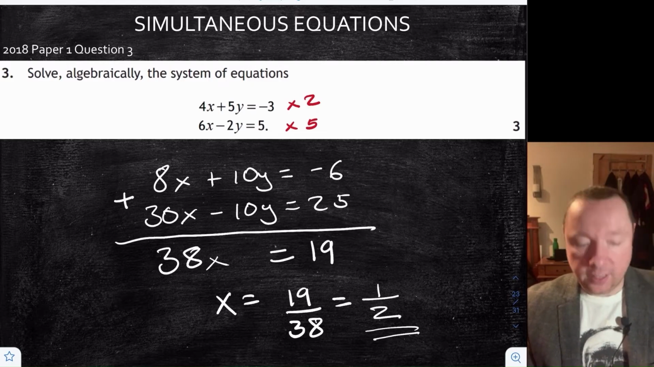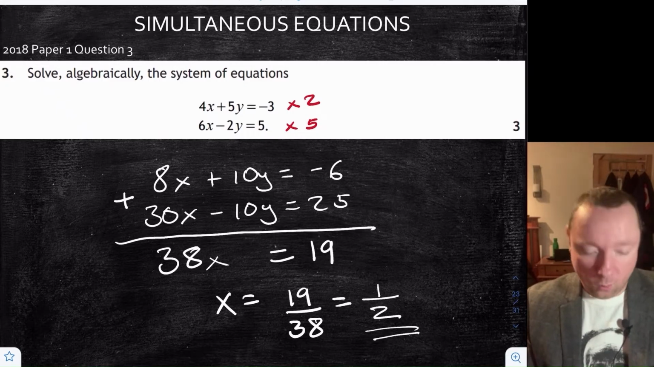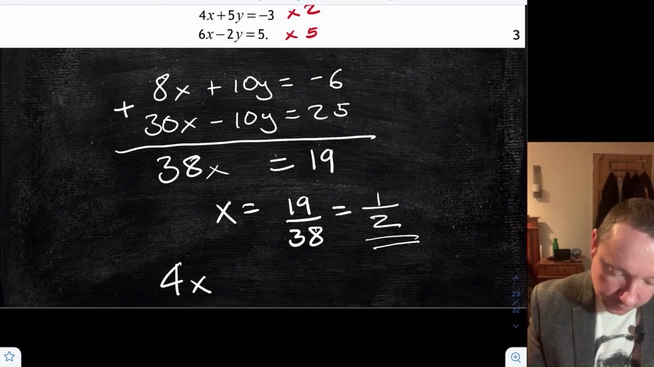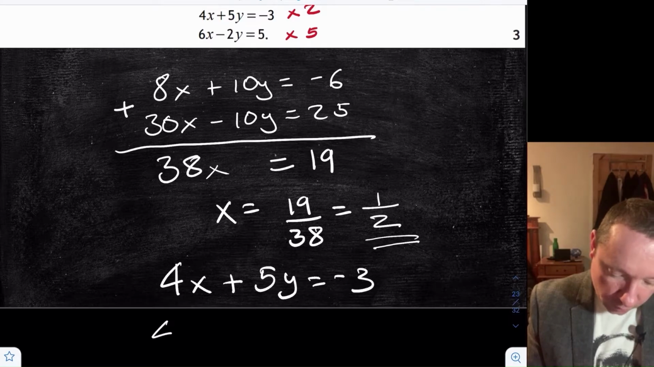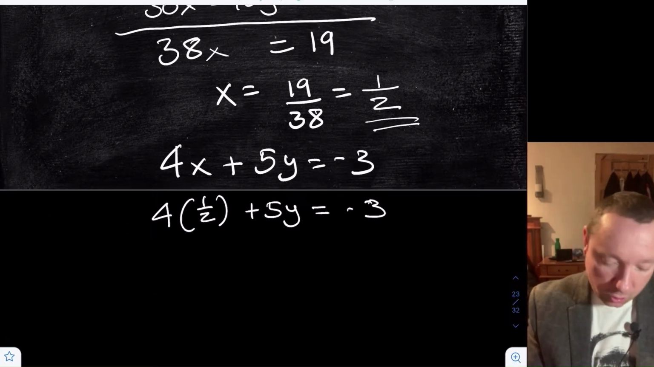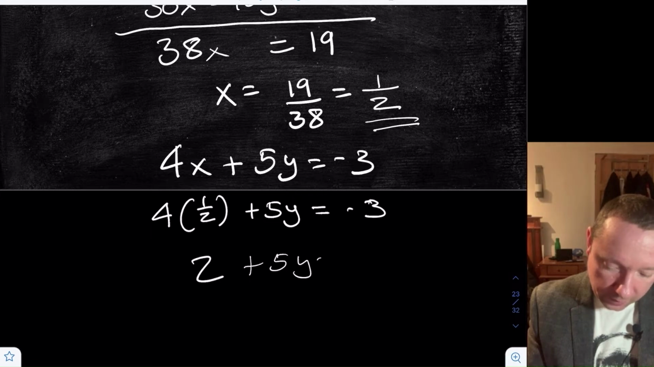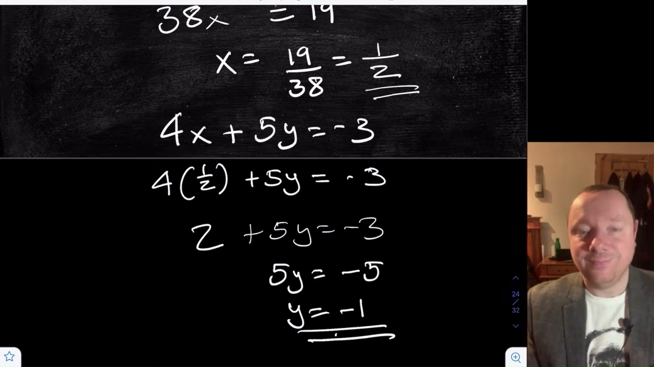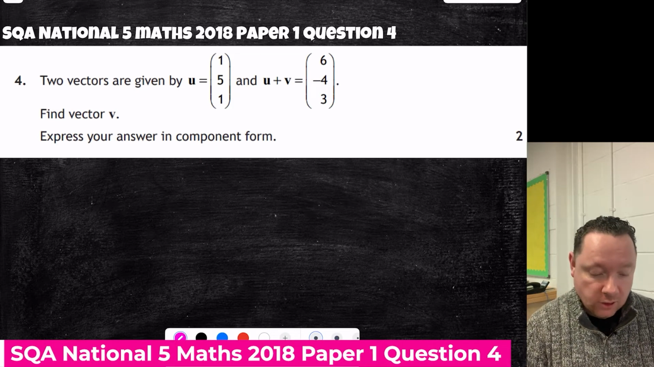And now we substitute into any of the equations we've got to get our y. The top one, remember, was 4x plus 5y is minus 3. So x is a half, so I've got 4 times a half plus 5y equals minus 3. A half of 4 is 2. Plus 5y equals minus 3. So 5y is minus 5. So y is minus 1 for our second answer. And we're done there.